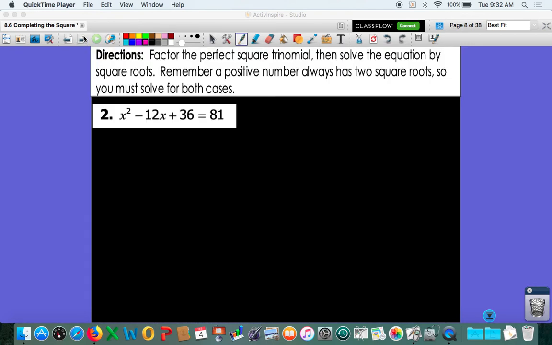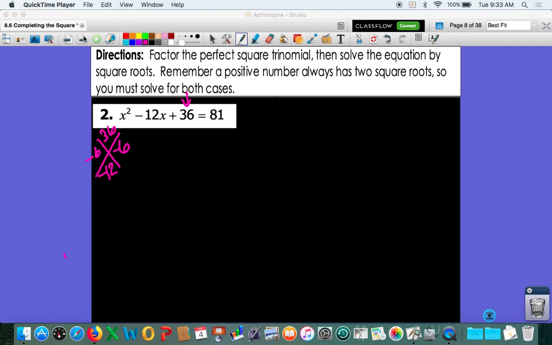All right, so we're going to jump to number 2. Factor the perfect square trinomial, then solve the equation by square roots. Look at my equation that I have. I have to first determine, is this 36 a perfect square? Yes, it is a perfect square, so we have a perfect square trinomial. So the first thing that we are going to do is subtract 36. Sorry, not subtract 36. We're going to just straight factor this problem. So at the top of my x, I have 36. On the bottom of my x, I have negative 12. Okay? Factors of 36: negative 6 and negative 6.